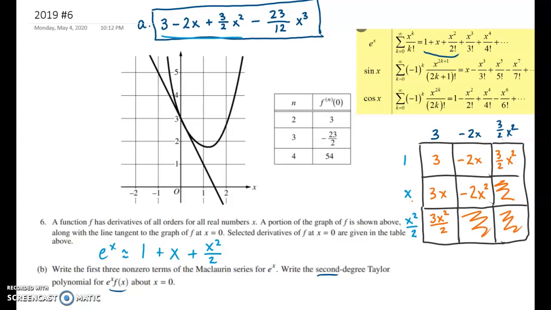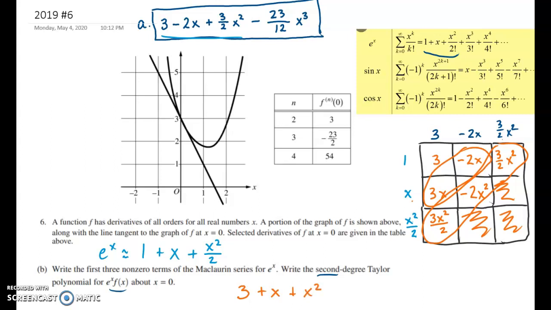I don't need that. So now if I'm doing a 2nd degree, I'm going to write the constant term, which would be 3, and then the linear term, which would be 1x, and then the squared term, which would be, this looks like 3 halves plus 3 halves would be 3 minus 2x squared, so it would be plus x squared.